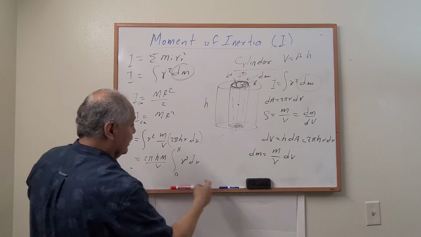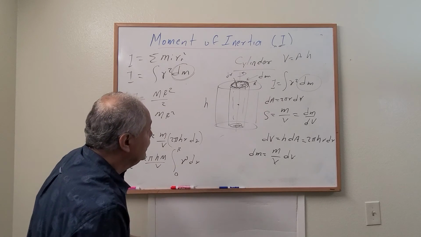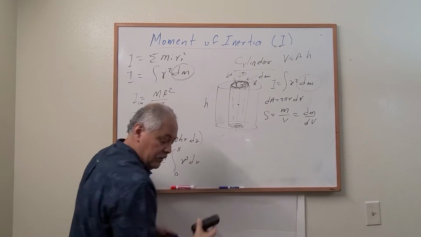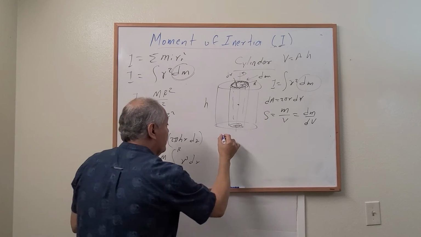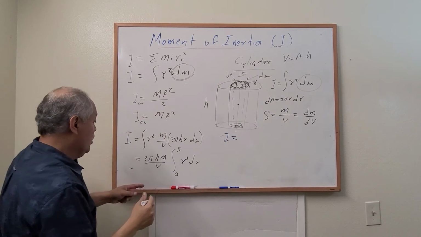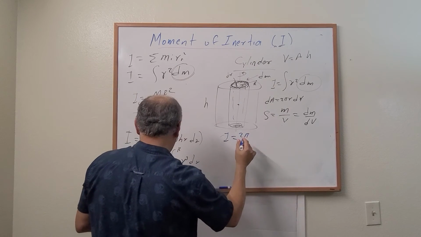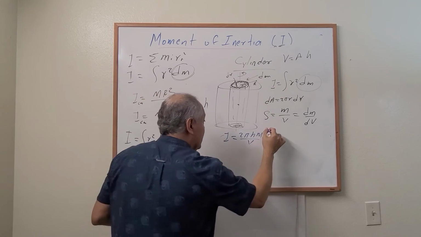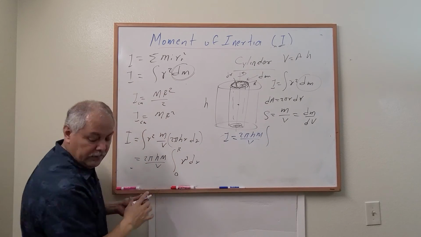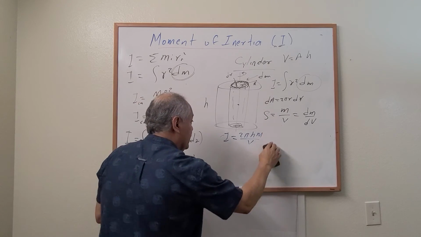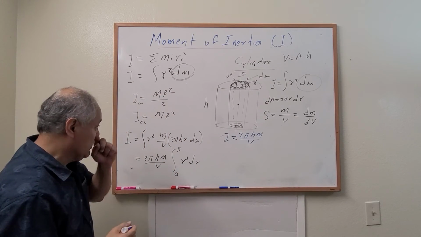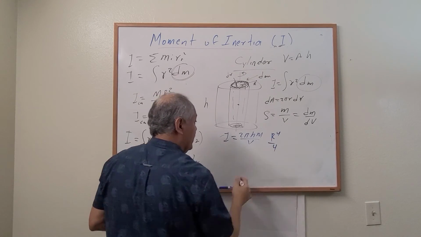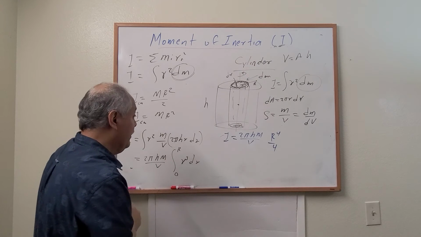Now let's continue. I need more room. Oh my god, this board is so small. Okay, let me continue right here. So the moment of inertia then is equal to 2 pi h m over V times the integral. Let's do the integral right now, and we have that this is equal to r to the 4th over 4, as before. Okay, perfect.